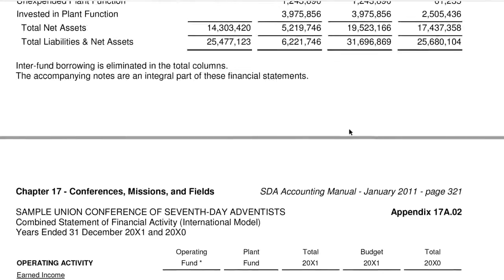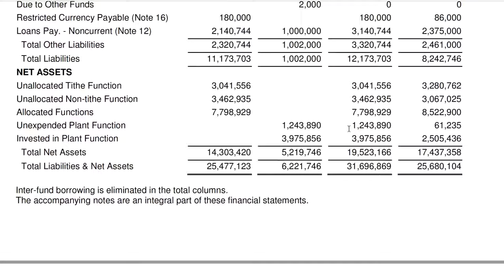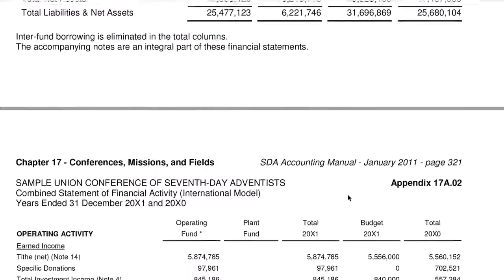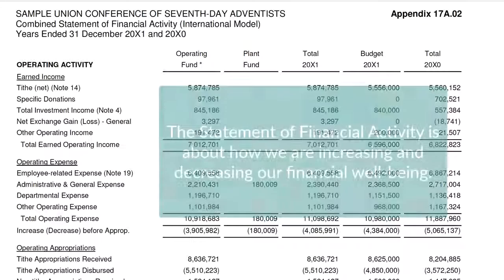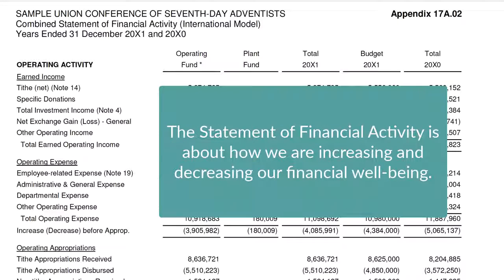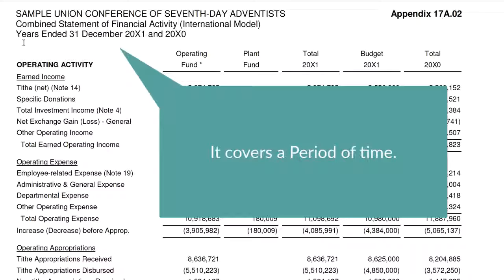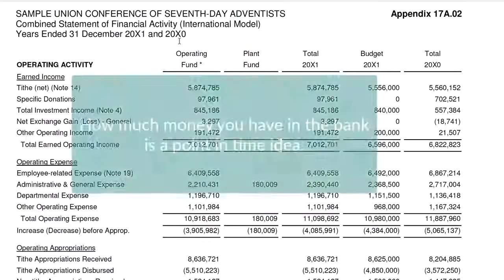The way we got the 19 million is that our forefathers did not spend everything they got. And so the measurement of how much we've increased our well-offness during the year is captured by the statement of financial activity. The statement of financial activity is about a period of time. So the balance sheet was about a point in time at the end of the year, and the statement of financial activity is about the period of time.